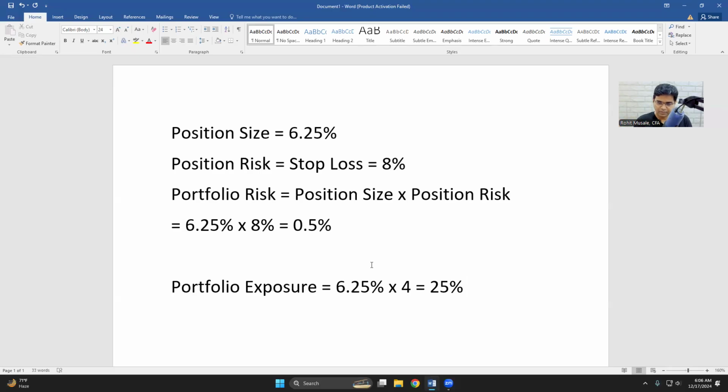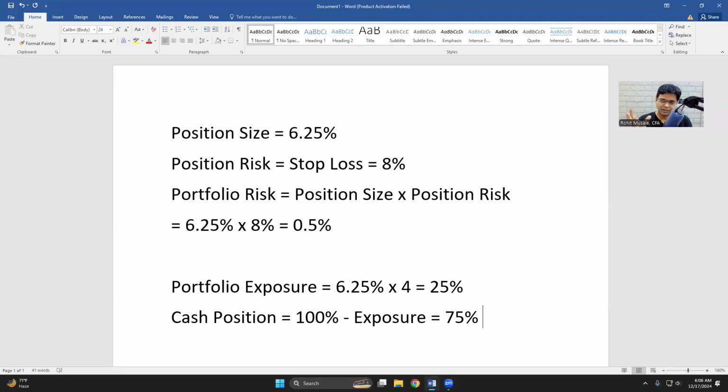So if 25% of your portfolio is invested in the market, then what is your cash position? Cash position is equal to 100% minus your exposure, right? Portfolio exposure, which is 75%. So if 25% of my money is invested in the market, then obviously 75% of my money is in cash.